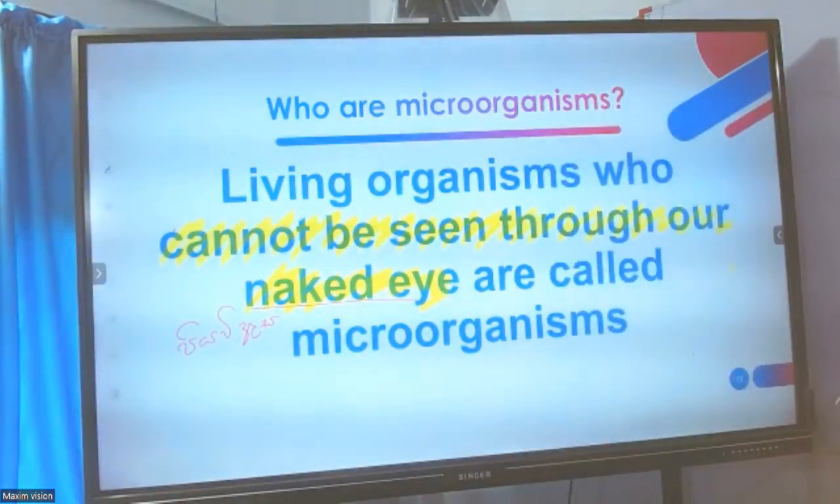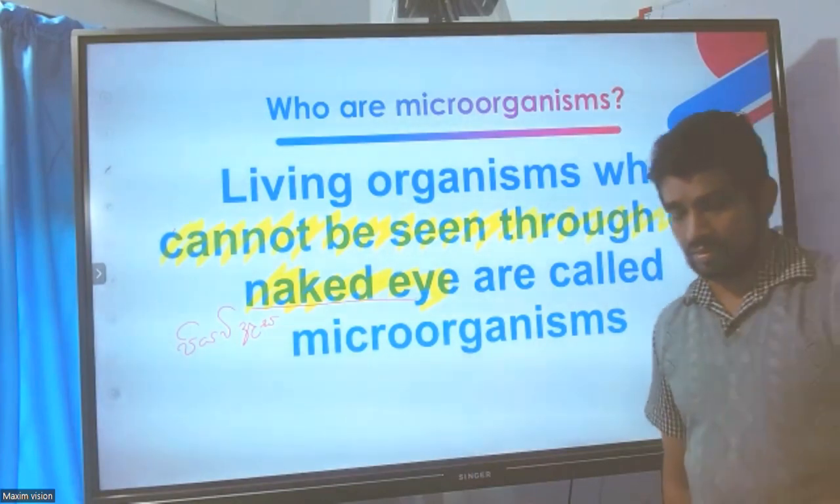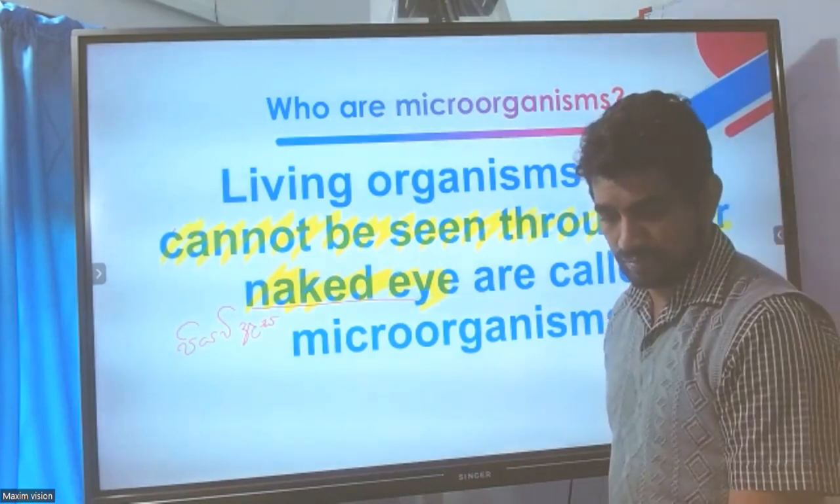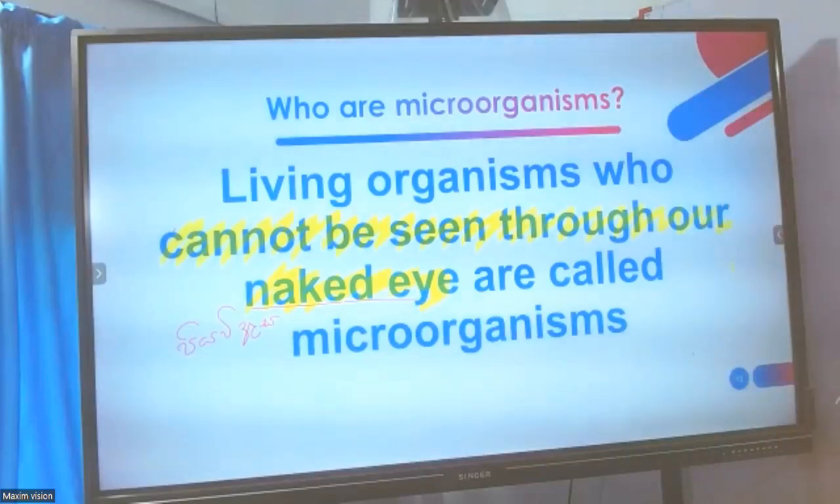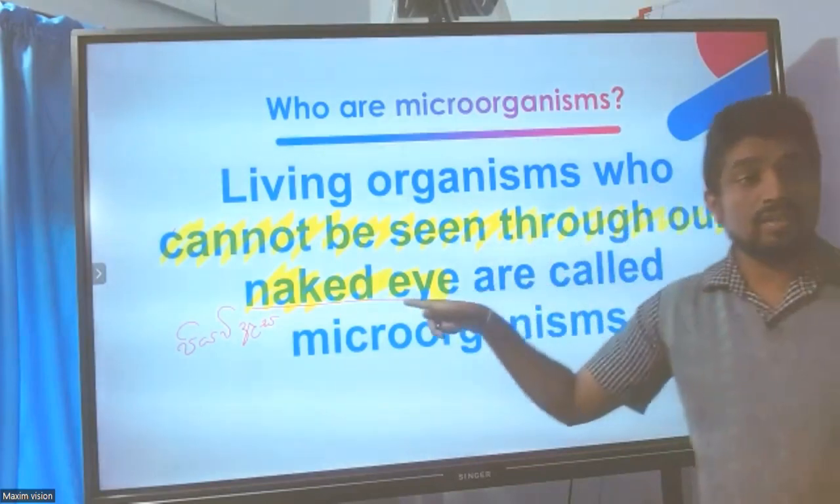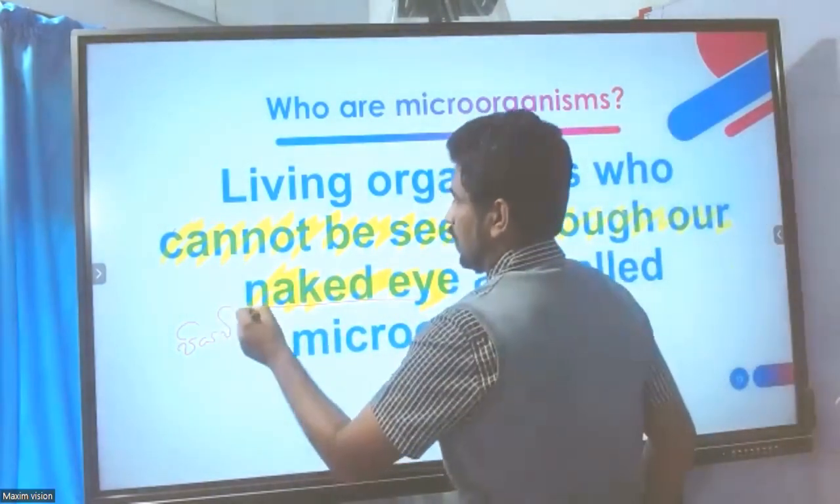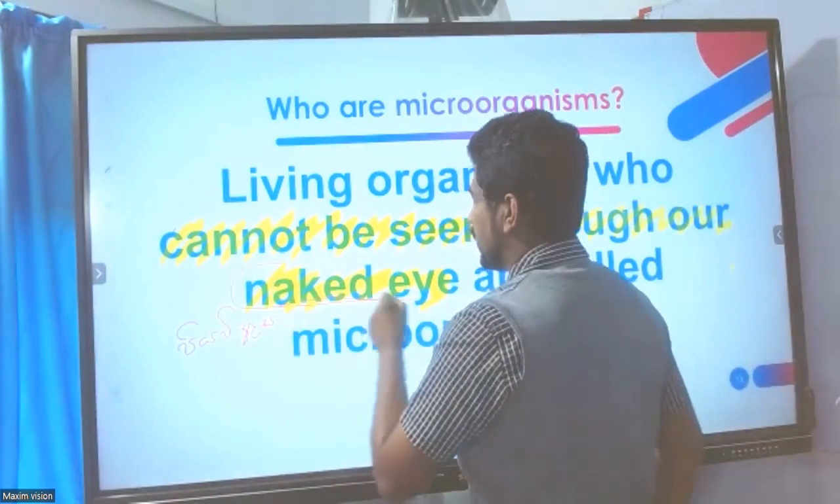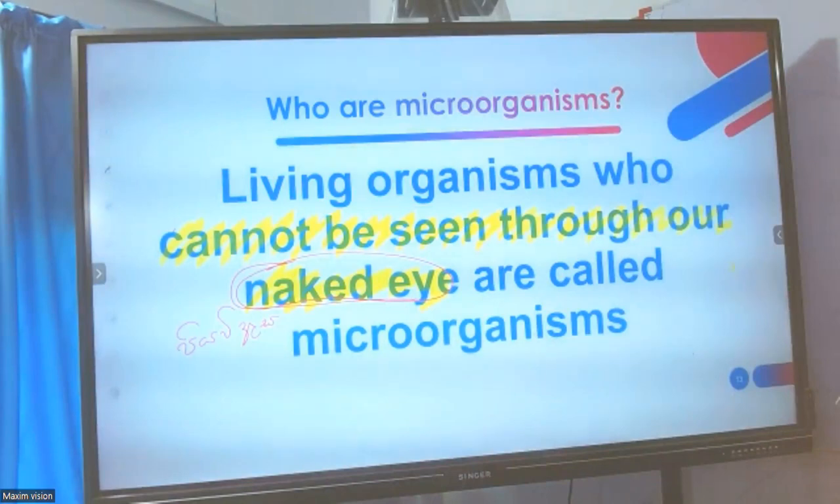Okay, if it is a new word, you can write it there, right? Then the living organisms who cannot be seen through our naked eye, we call them microorganisms. Yes, highlight that one. That is a very important part here. Cannot be seen, not only that, through our naked eye. But the most important word is this one: your naked eye. That is a very important word.